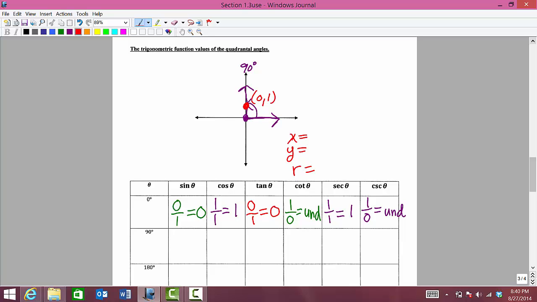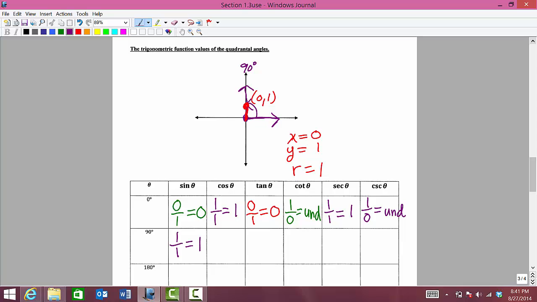So the x value of the point that we picked that lives on the terminal side would be 0. The y value would be 1. And our r, remember, is the distance from the vertex to the point that we picked on the line. Pretty easy to see that that distance would be 1. Alright, let's use these and form our trig functions for 90 degrees. 90 degrees has a sine value, let's say y over r, so we have 1 divided by 1, which simplifies to be 1.